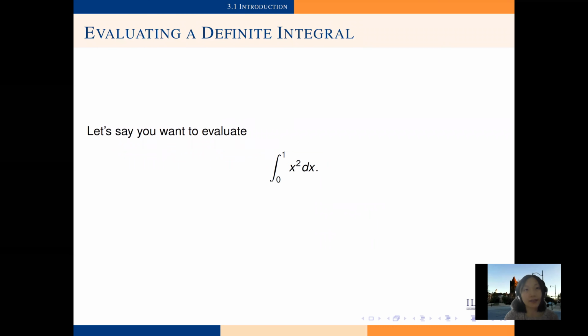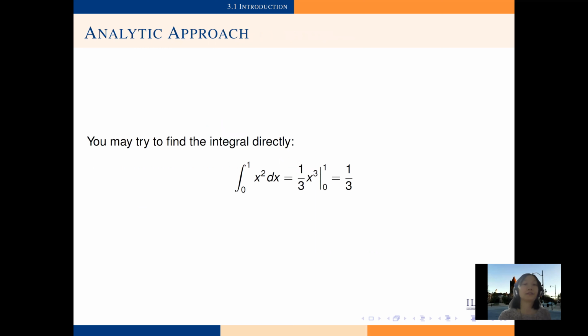Let us begin this week with a calculus exercise. Let's say you want to evaluate the integral from 0 to 1 of x squared dx. How are you going to do this? Well, you might say, that is easy. I know that the integral of x squared is equal to 1/3 times x to the power of 3. So evaluating it at 1 and 0 gives me the result of 1/3.